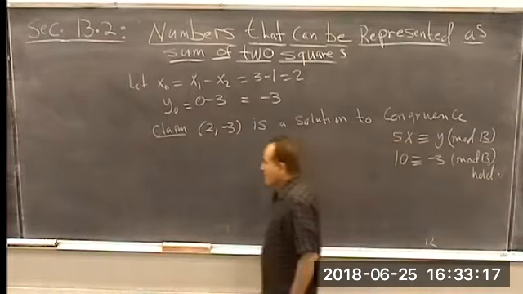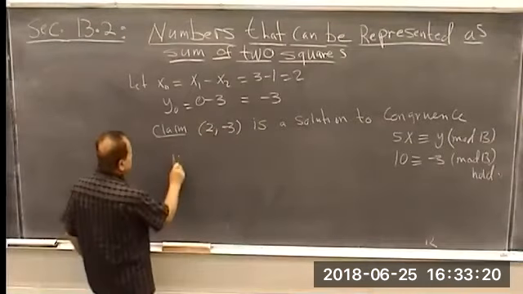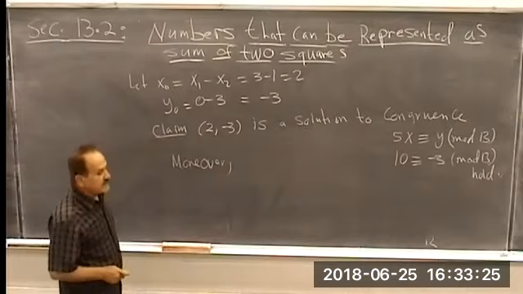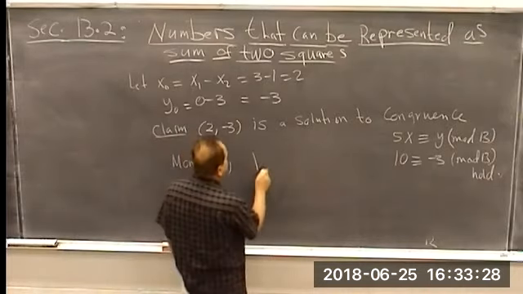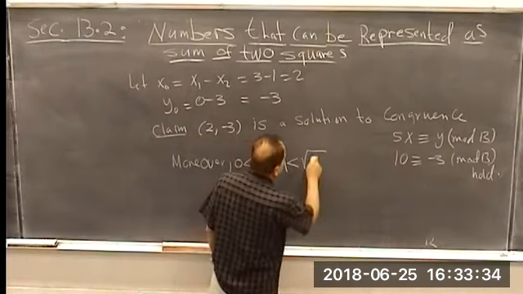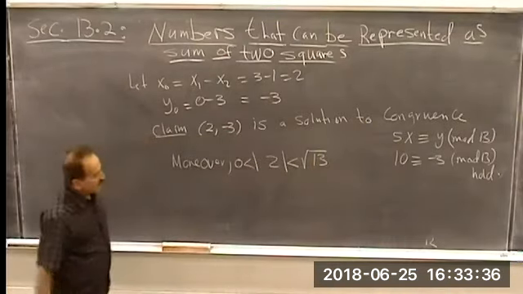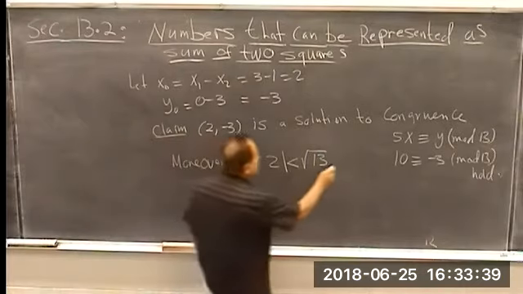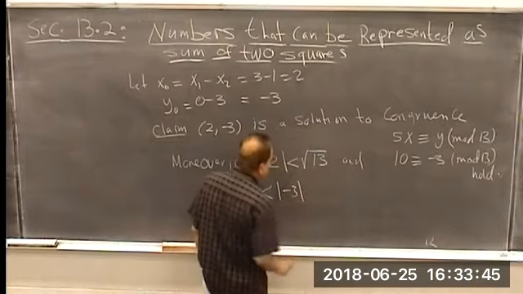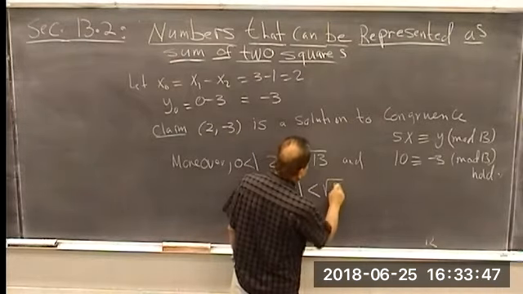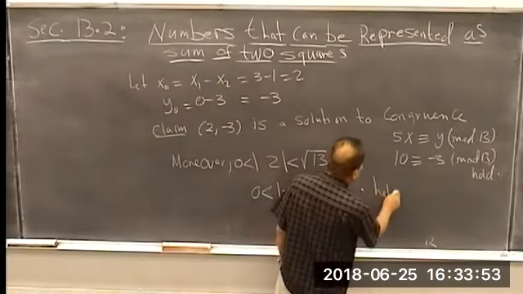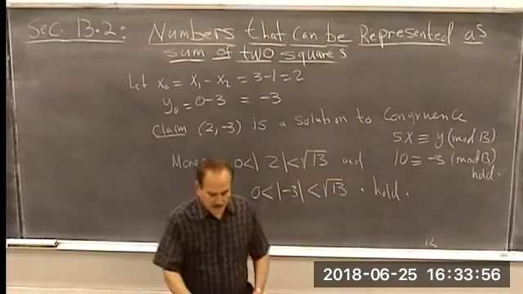Moreover, of course, they satisfy the inequalities given in the lemma. That is, the absolute value of 2 is definitely bigger than 0, less than the square root of p, which is 13, and the same thing with the negative 3, and this is less than the square root of 13. So both of these actually hold.